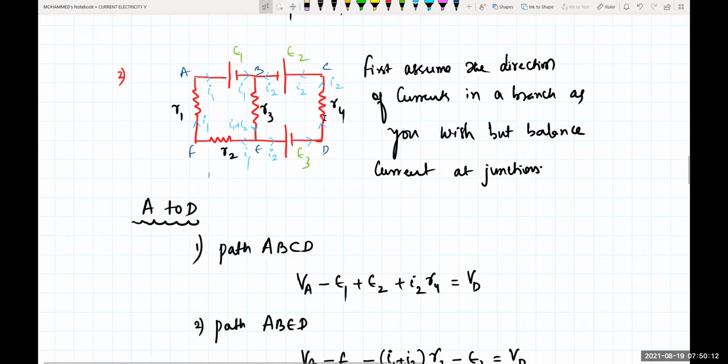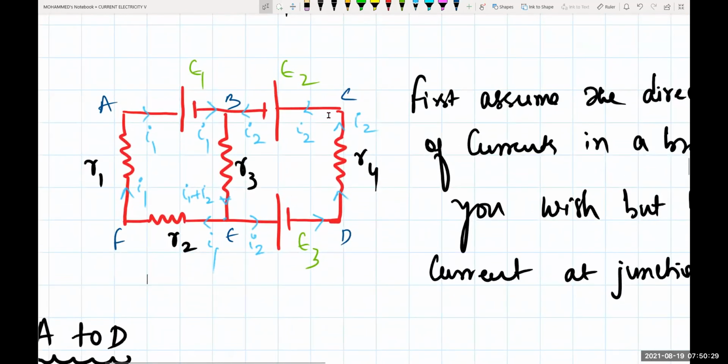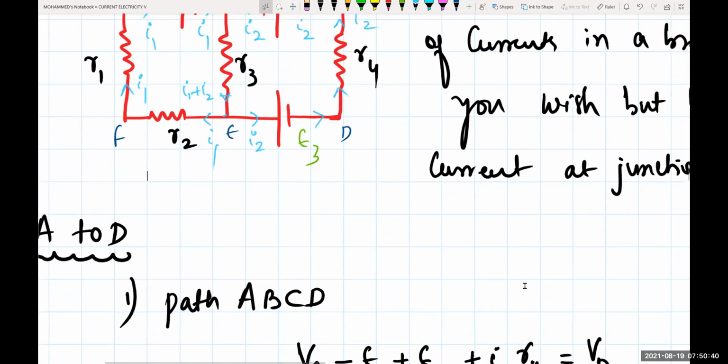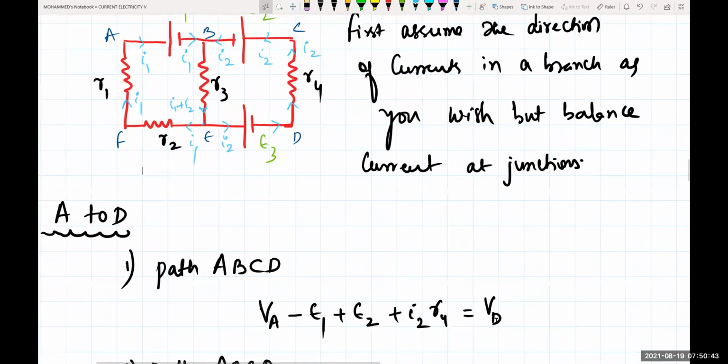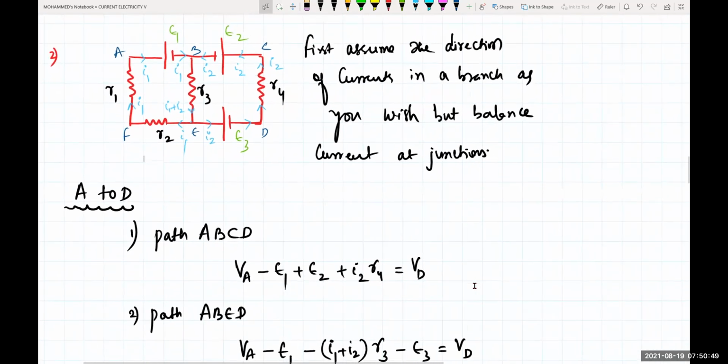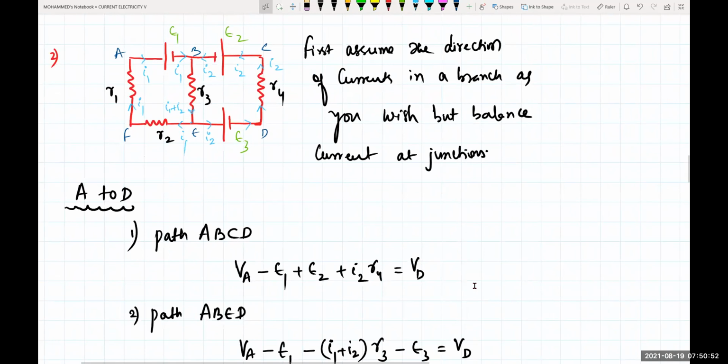From C to D, I'm coming opposite to the direction of the current. You see, current is going from D to C, but you are coming from C to D, so you are moving opposite to the direction of current. So this will be plus I2 into R4, and that must be equal to VD. Is it clear about the Kirchhoff second law applicable here?